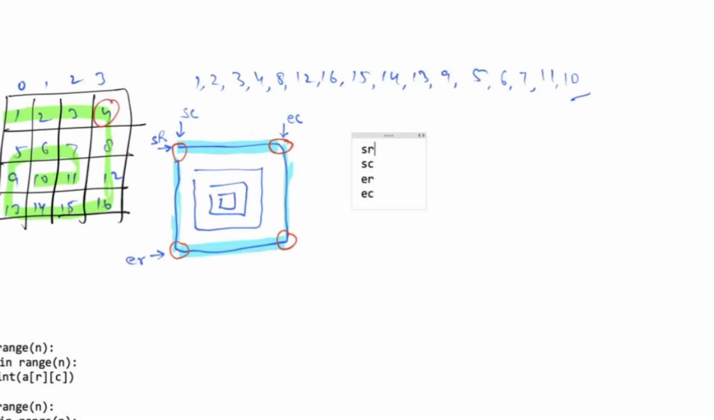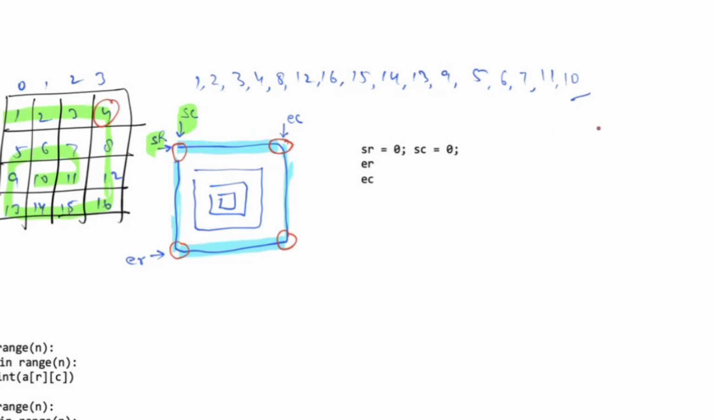What should be the value of these four variables initially for the outermost layer? Initially, it should be 0 for starting row. For the end column, it should be n minus 1, just to generalize. And what should be the starting column? Starting column should be 0, right? Starting column is this one, right? So this is the starting column, right?